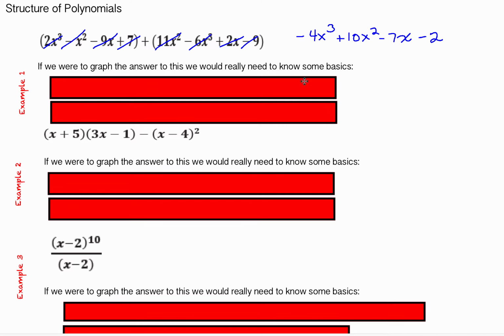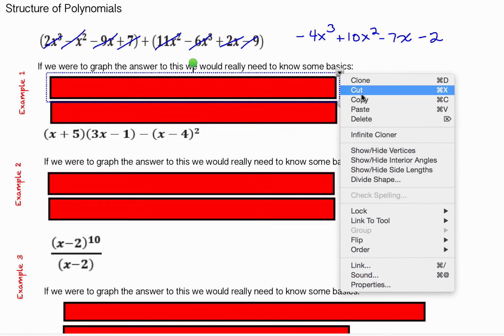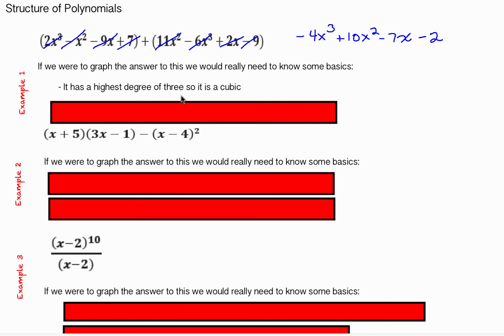So when we look at this, we need to know some basics. First one. It has a highest degree of 3, so it's cubic. Now, we talked about this briefly in 8th grade, for those of you who had me. I think all of you had me. But anyway, the cubic is one tail down and one tail up. You're going to learn about this more in a couple of sections.